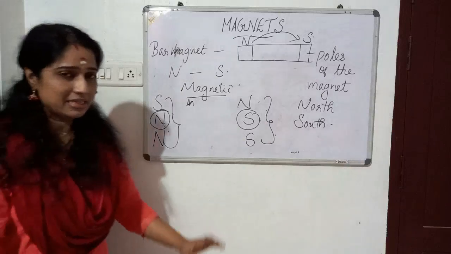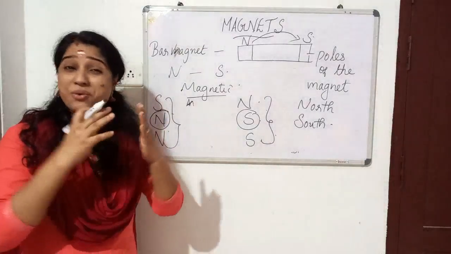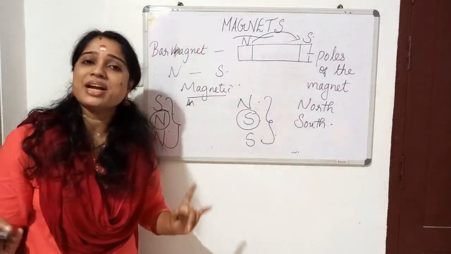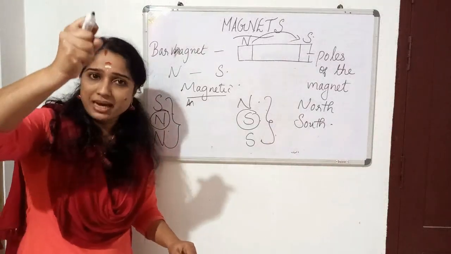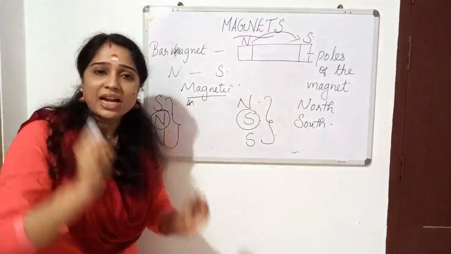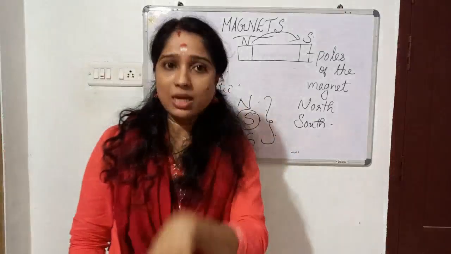As we already discussed, like poles repel each other, unlike poles attract each other. So when we hold the bar magnet, which direction does it stop in? North-south.